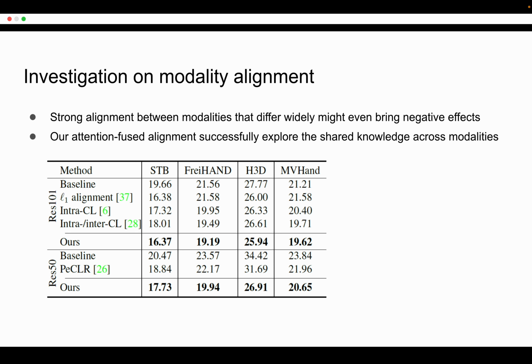We compare our multimodal contrastive learning with other alignment methods, including L1 alignment and vanilla contrastive learning. The results show that strong alignment between modalities that differ vitally may even bring negative effects, and our method could successfully explore the shared knowledge across modalities.